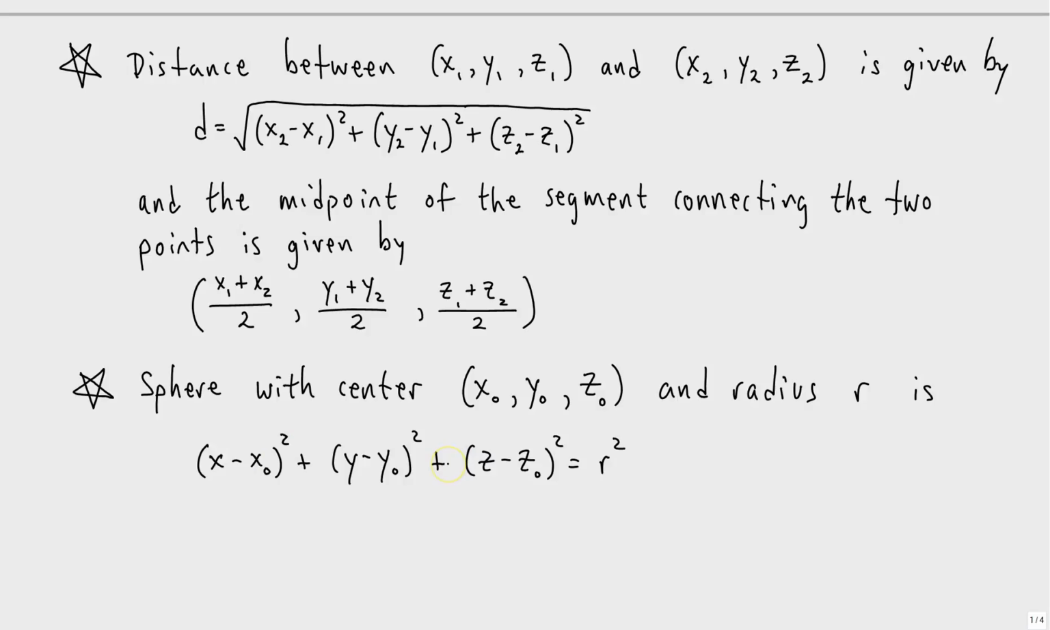So remember, the formula for a circle is related to the distance formula in 2 dimensions. So that's why we bring up the formula for a sphere right now, because it's related to the distance formula for 3 dimensions. So if you were to square both sides, you would just get the formula for the sphere.